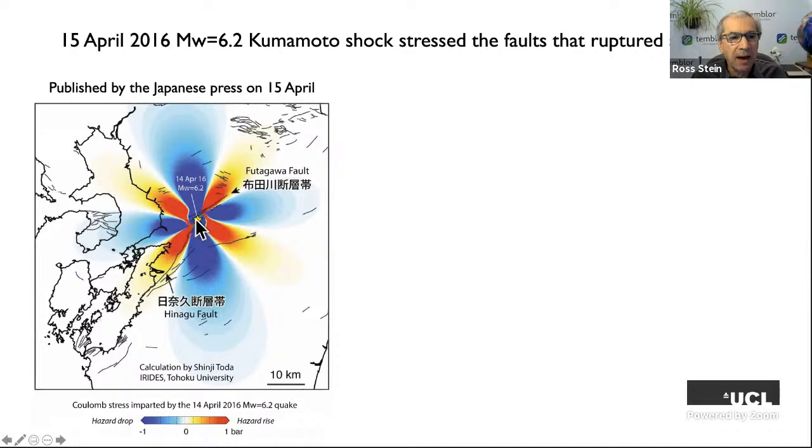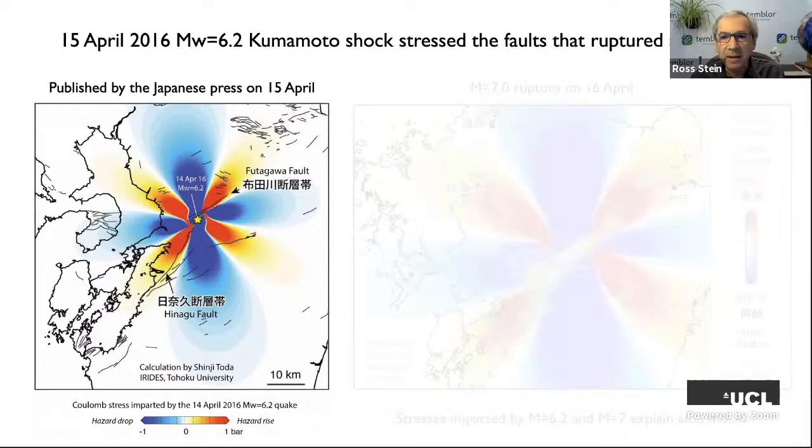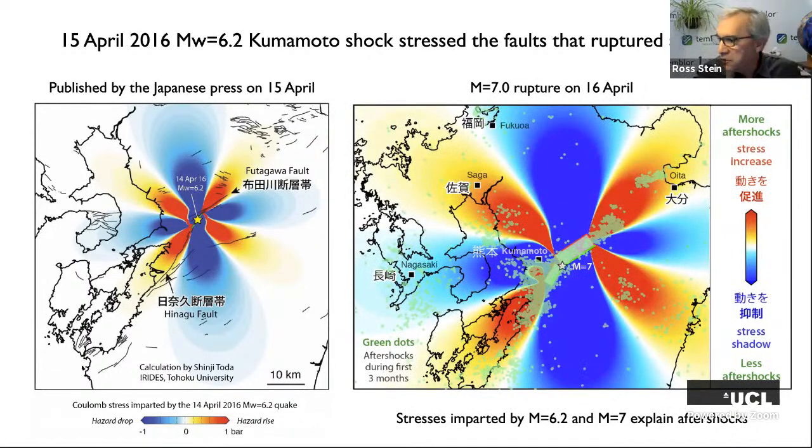And what Shinji was pointing out was that the Futagawa fault here, a major fault, was in a stress trigger lobe, as was the Hinagu fault here. And he said larger earthquakes could occur on either one of those faults. Well, the next day, both of those faults ruptured, producing a magnitude 7.0 earthquake. So there is another very rapid blind test. And you can see that that magnitude 7 earthquake is also broadly consistent with the trigger zones and the shadow zones.